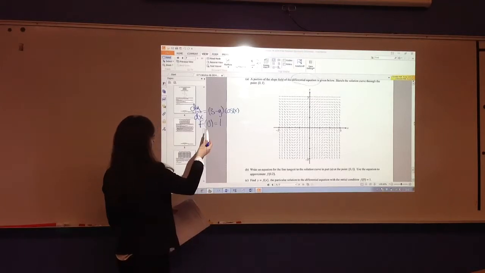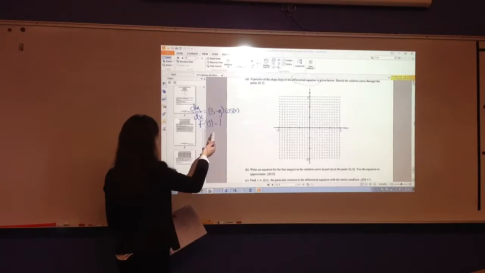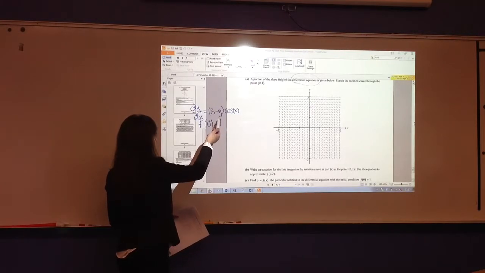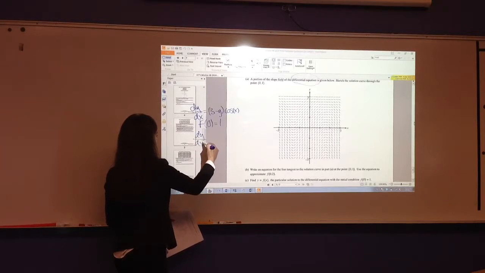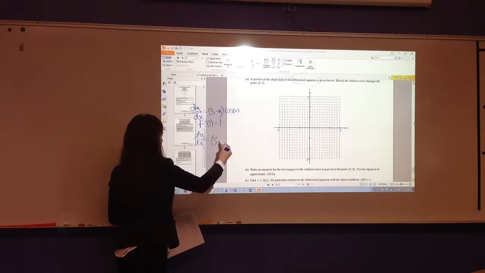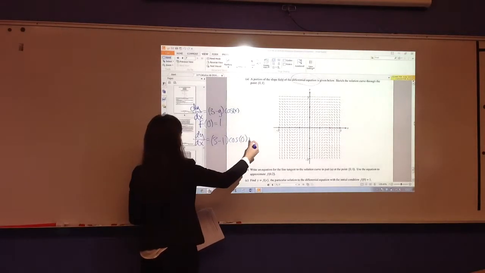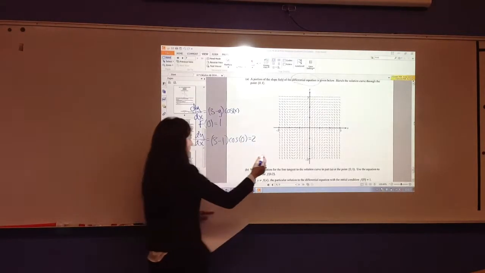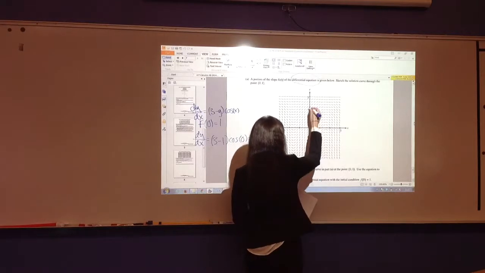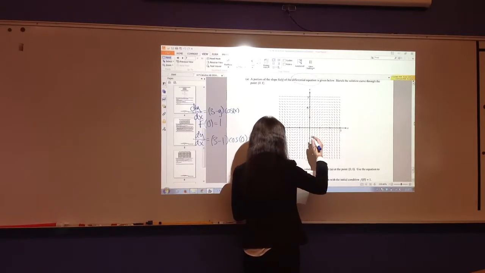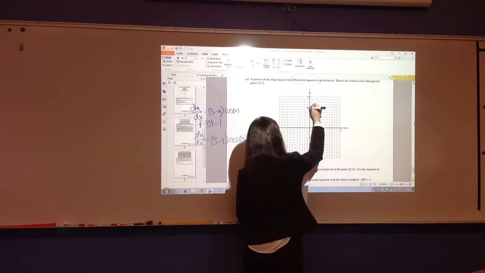We know that when x is equal to 0, y is 1. So what we decide to do is plug in 1 for y and 0 for x. So we have dy/dx is equal to 3 minus 1 times cosine of 0, and that ends up giving us 2. So we know at this point there's going to be a positive slope.